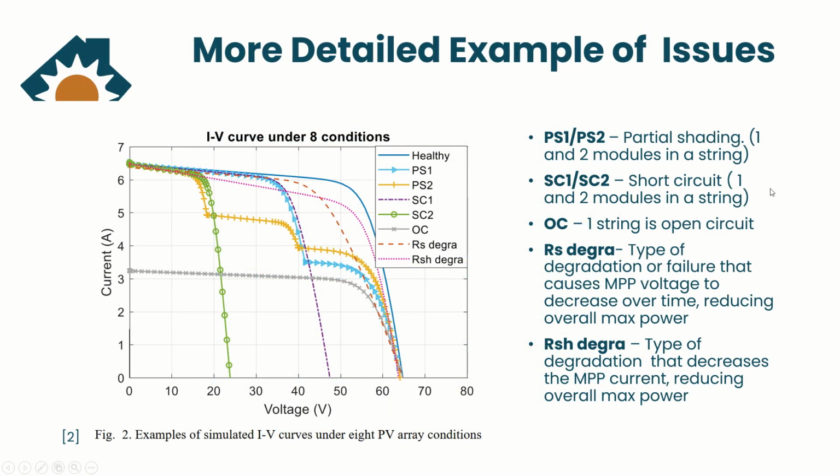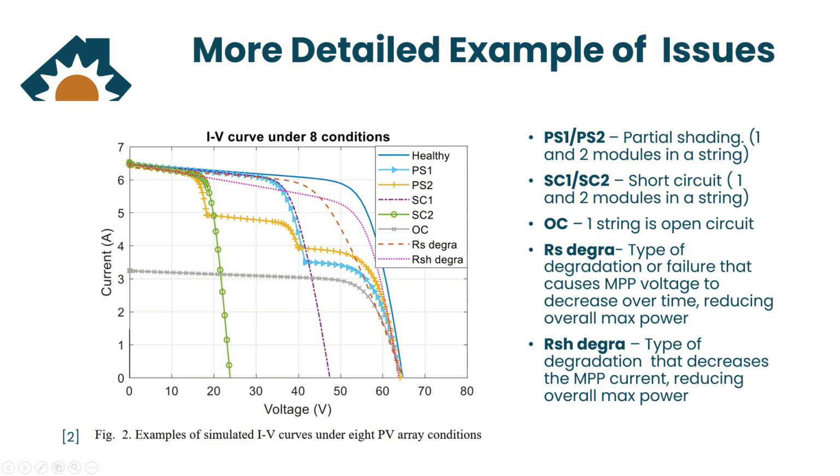First is partial shading on 1 and 2 modules in a string, and what that can look like. So we have here partial shading on 1 module and partial shading on 2. So first, let's take a look at the healthy reference here. So this is our healthy reference. Partial shading 1 looks like there's one huge step right here, and that's what that might look like. And on 2 modules, you can see 2 steps here, this yellow curve.